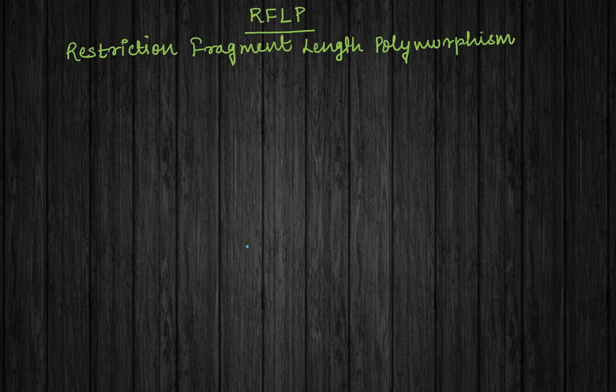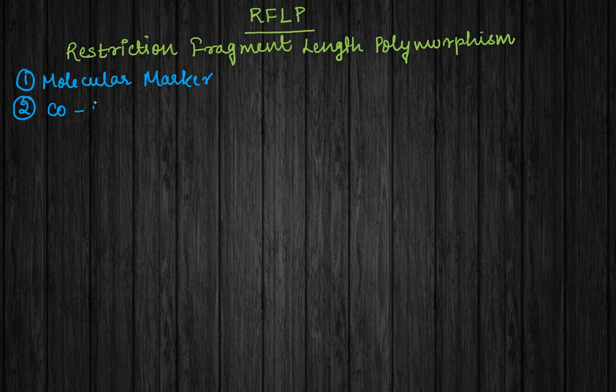Okay, so we are starting our discussion with restriction fragment length polymorphism. That is the full form of RFLP. And first of all, I would like to add a point. It is a type of a molecular marker which is known as RFLP, and as I informed you in my previous video, it is a type of a codominant marker, right?